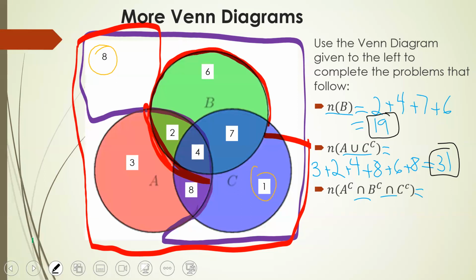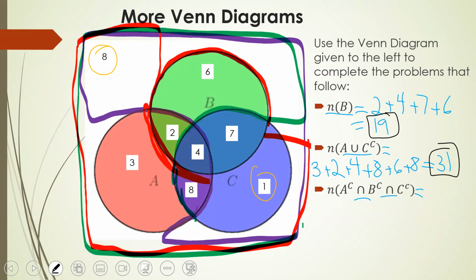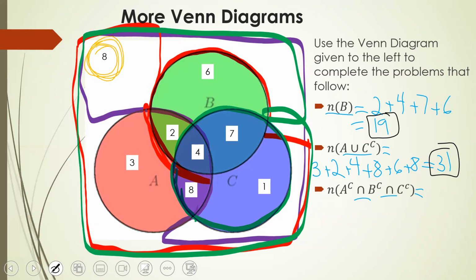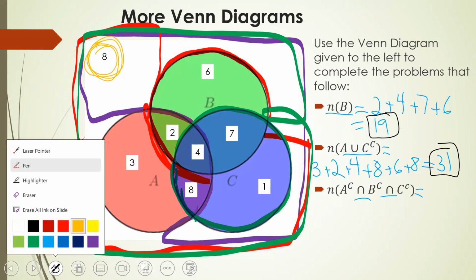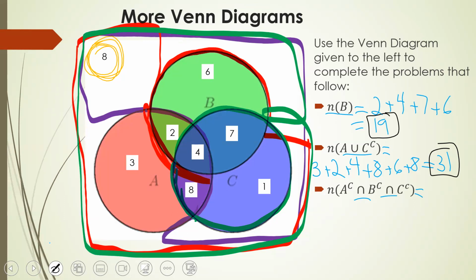And then finally, we will find the numbers inside C complement, which should basically be everything outside of the circle C. Highlight that in green. Which means now this 1 cannot be included in the intersection because it's within C, which leaves us with only one number left, right? This 8 up here, which hopefully makes sense since it's outside of all 3 circles for A, B, and C. So it would be in the intersection of their complements. So what we find from there is the number of things in A complement intersect B complement intersect C complement is just 8.